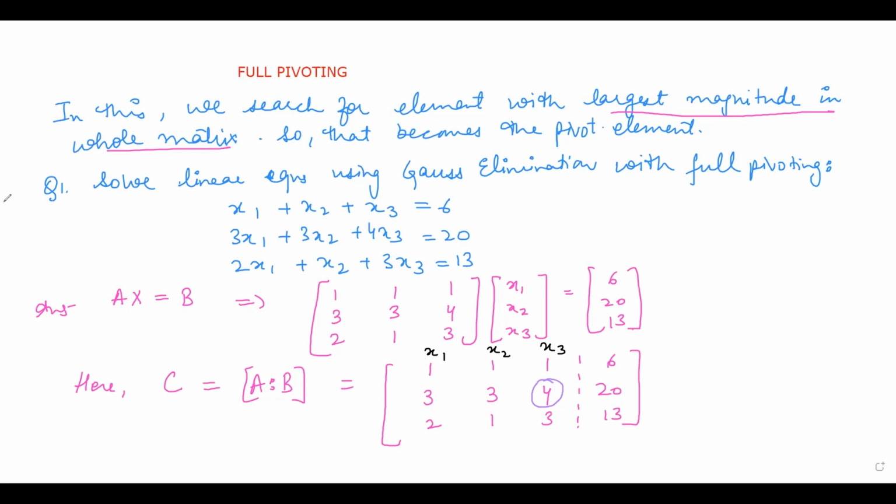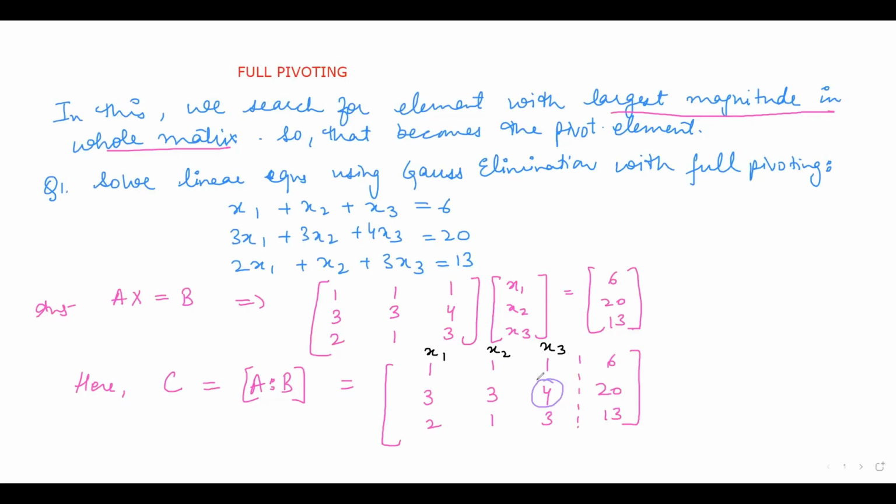Now, let me take another page. What I'll be doing is taking this element to position A11. Right now, it is lying at A23. This is the A23 element. I want to shift it to A11. How could I do that? First, I'll interchange row 2 with row 1. So what will I be getting here?